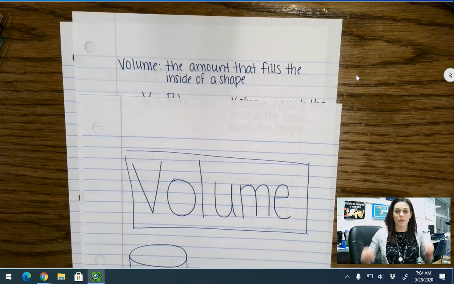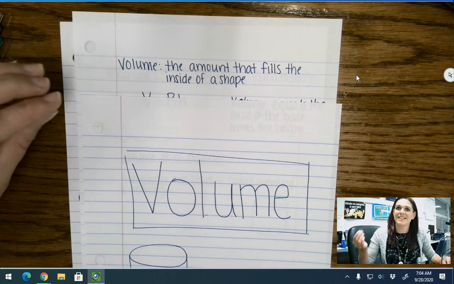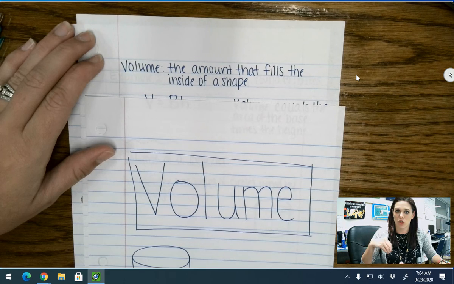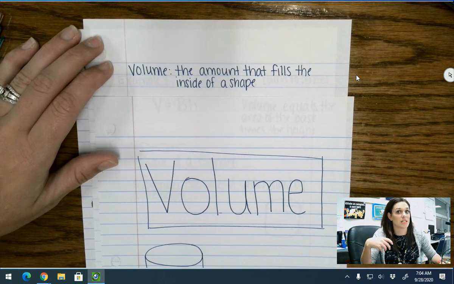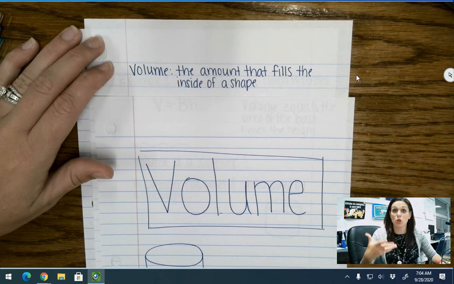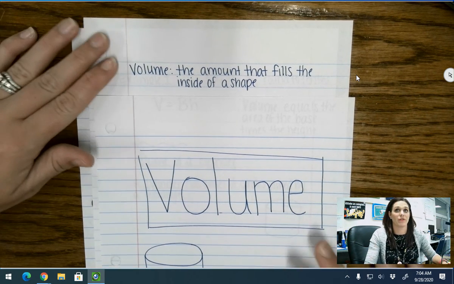First and foremost, you need to understand that volume is the amount that fills inside of the shape. It is how much liquid goes into a swimming pool, or how much soup is in the can, all of those different things.